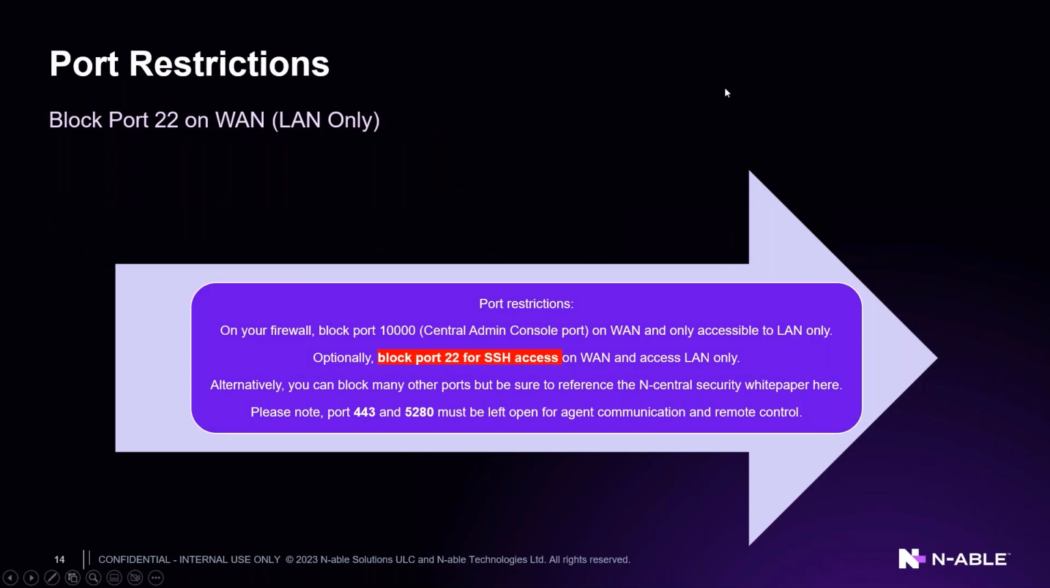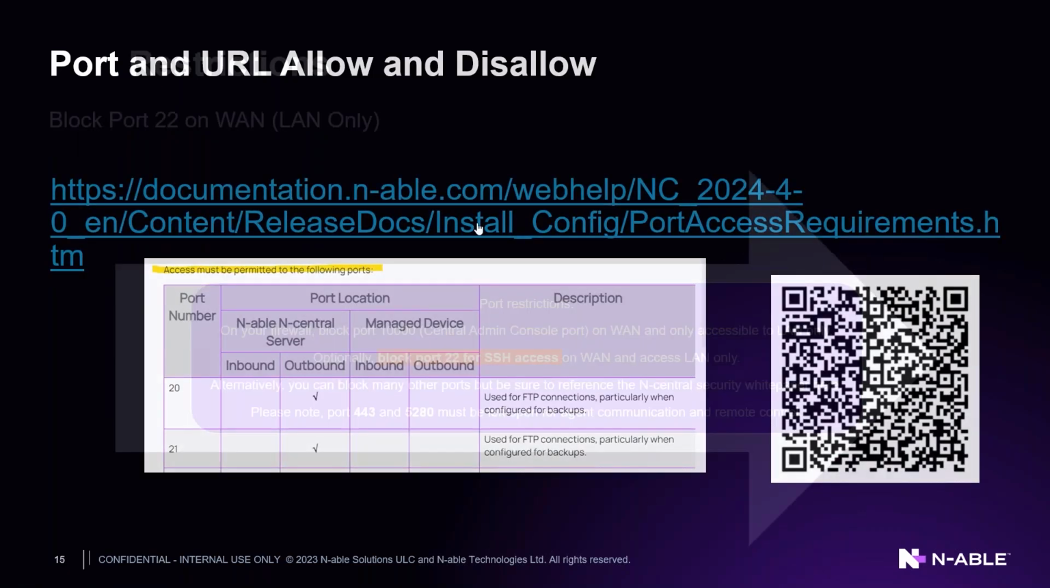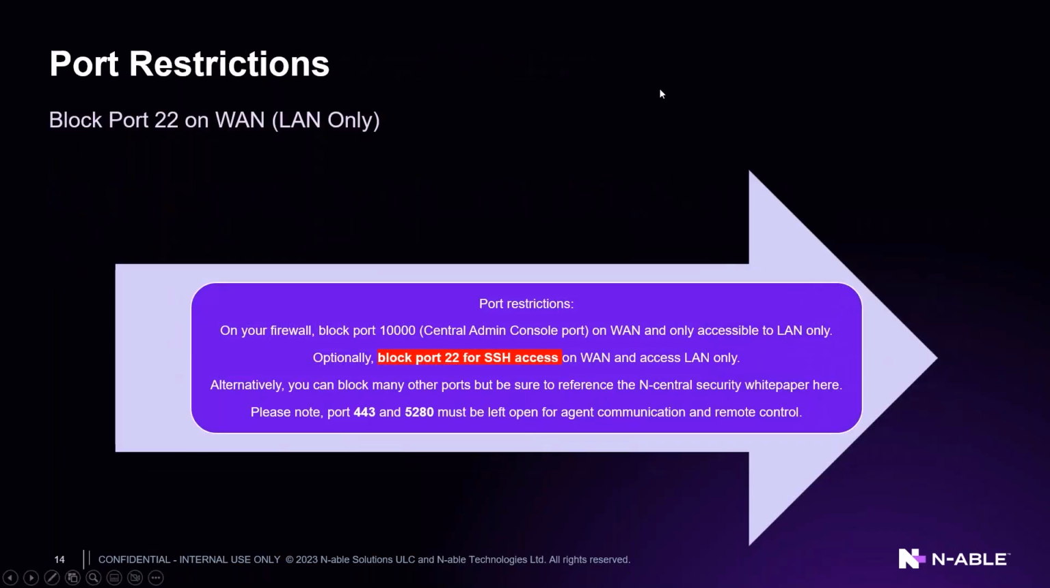Now, port restrictions, and I'm going to get into ports in just a moment, because there is a particular document that we have, the security white paper, that says this is what you should do to allow N-central to do whatever it needs to do. Okay, fine. One thing I will tell you is that N-able will tell you that N-central needs port 22, and technically it does.